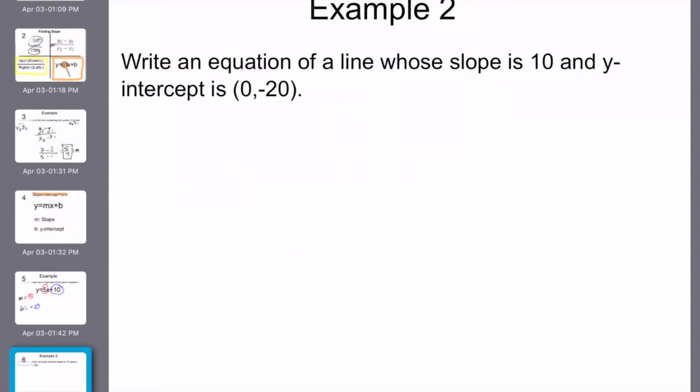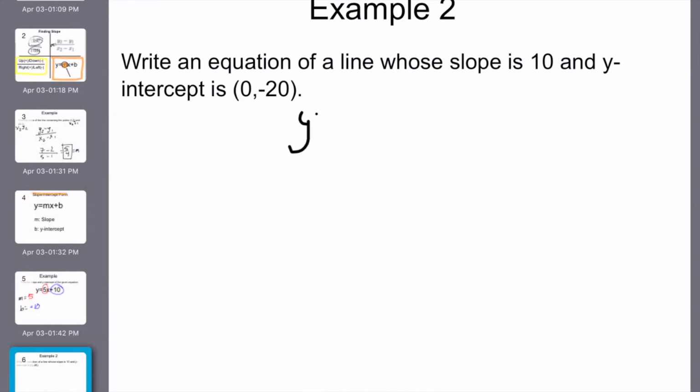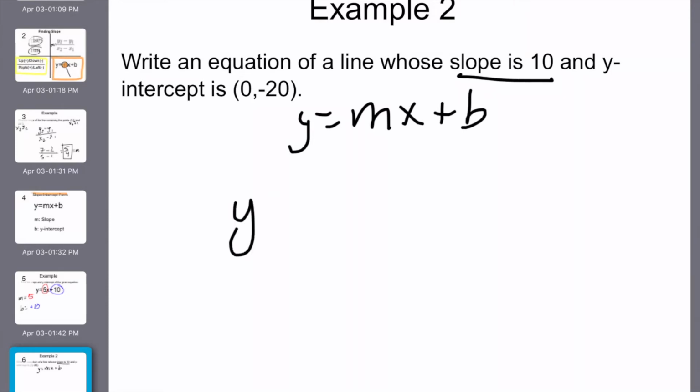In this scenario, I'm going to try to write an equation when it's given me the slope already, and it's giving me the y-intercept as a point. So if I try to think about what slope-intercept form is again, it is y equals mx plus b. I know that my m is 10, so my answer is going to be y equals 10x.